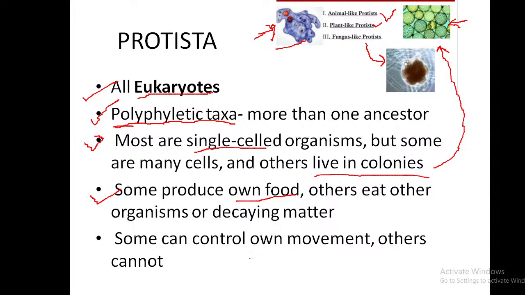And other protists depend on the decaying matter. Saprophytic, they depend on the decaying matter or other food sources also. The Paramecium will feed on amoeba. Some feed on dead and decaying organic matter. Some can prepare their own food. So again I'll repeat the points in this slide.